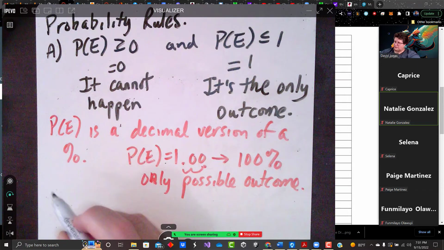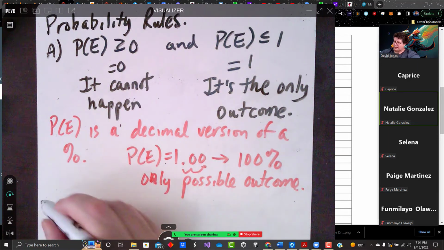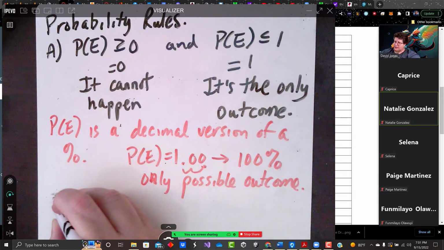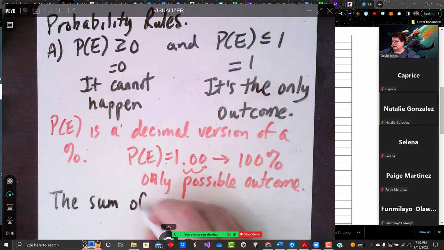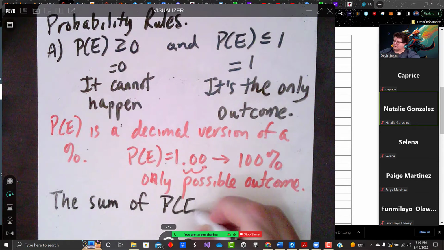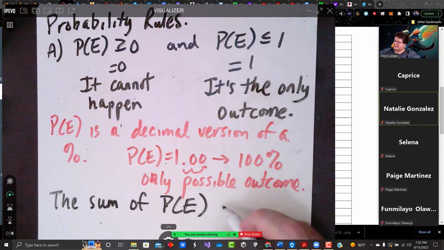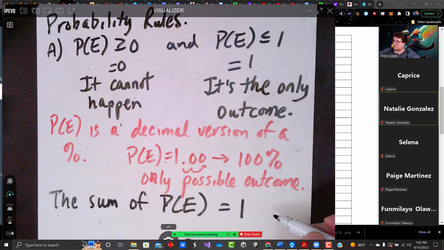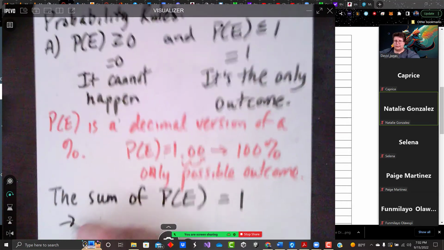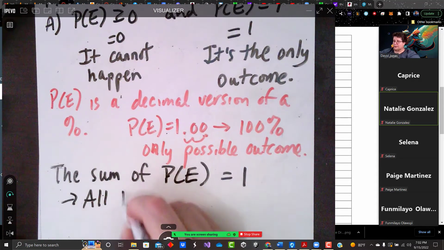And if all of the events are unique, the sum of the probabilities has to equal 1, which means all the percentages add up to 100%.